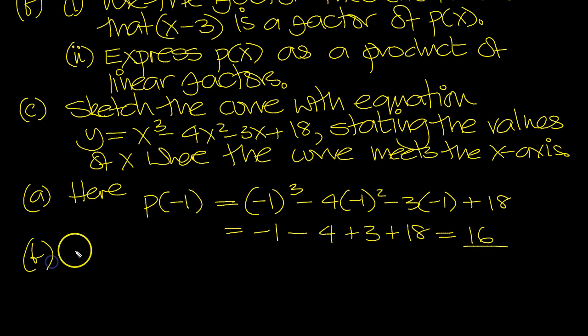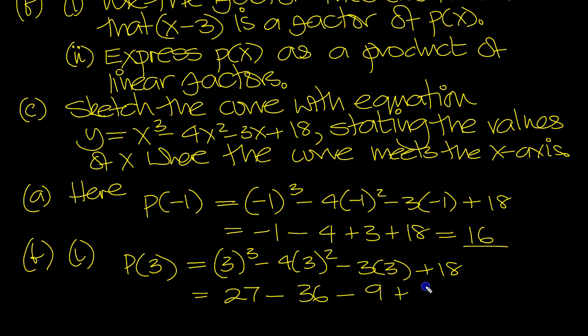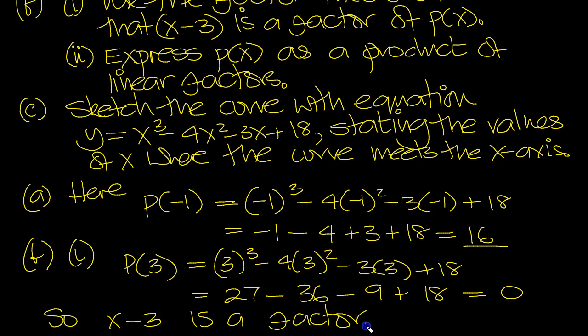So this is B part 1, and p of 3, let's see, we get 0. Put 3 in: 3 cubed, minus 4 times 3 squared, minus 3 times 3, plus 18. 27, minus 4 nines are 36, minus 9, plus 18. 27 minus 36 is minus 9, minus another 9 is minus 18, plus 18 is 0. So x minus 3 then is a factor.